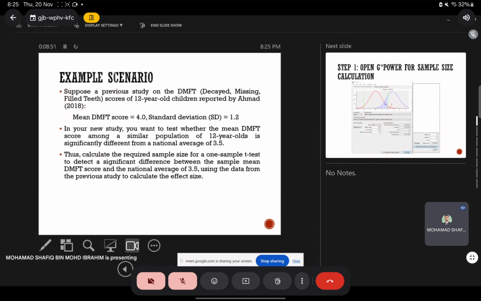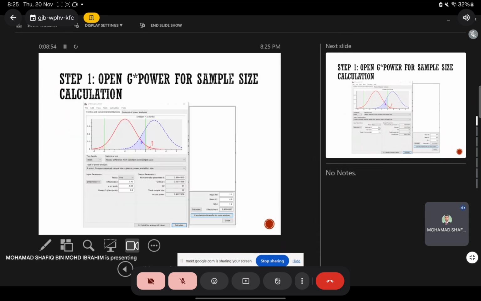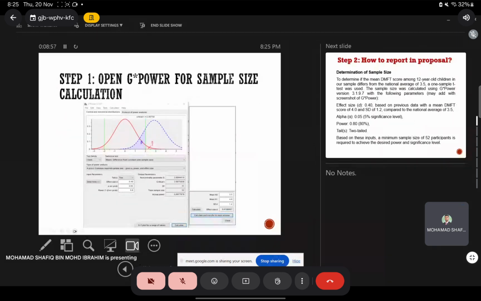So this is some of the information that you need to enter into G*Power. Now here, the tails is two. Now the effect size you need to calculate from here, with alpha equal to 0.05 and power of the study 0.8. So this is the cut-off point, at least you need 0.8 with alpha equal to 0.05.